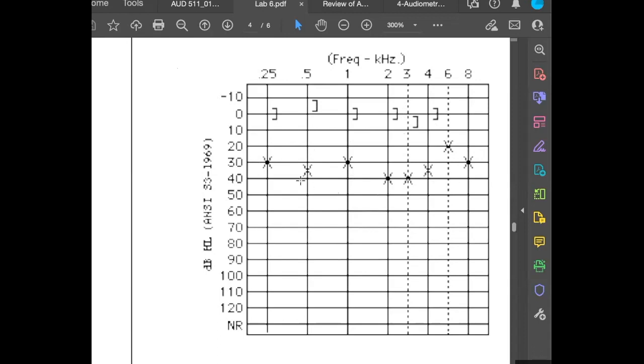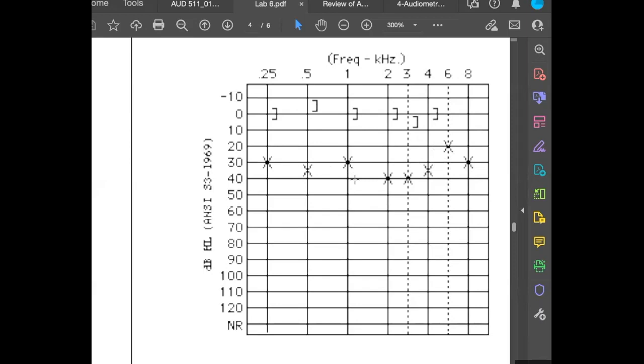So we're getting air conduction responses somewhere between 20 and 40 decibels. So that is showing me normal to mild hearing loss. And I have to say normal because 20 is normal. But I would say normal to mild hearing loss in the left ear.